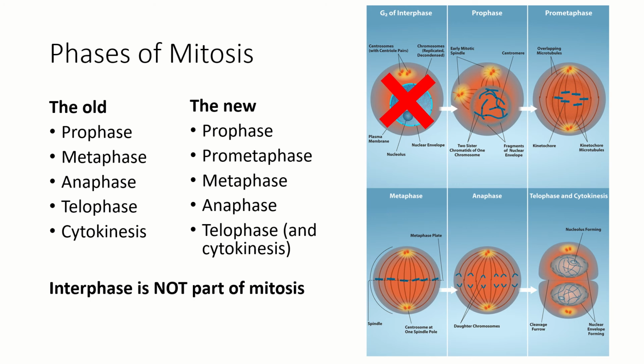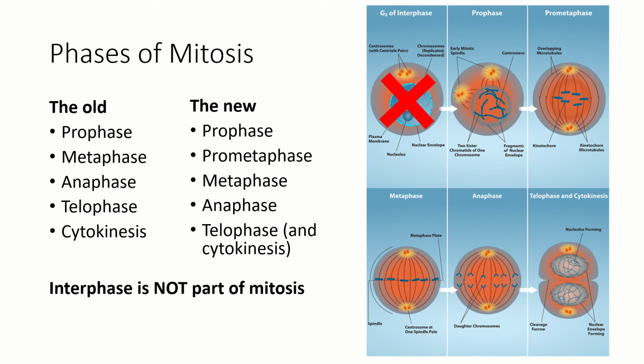Okay, but the problem is we've learned some more about this, and the people who name these things have decided that what we used to call late prophase should actually be considered a phase in and of itself, which we call prometaphase. So the new phases are prophase, prometaphase, metaphase, anaphase, telophase, cytokinesis. Sometimes considered like a whole separate thing, sometimes just an extension of telophase, whatever. Either way, interphase, totally separate, right?